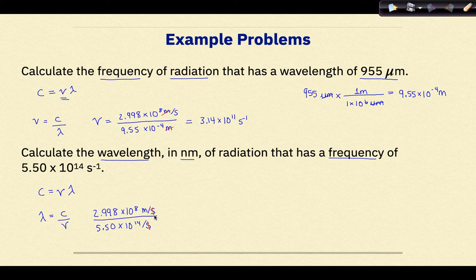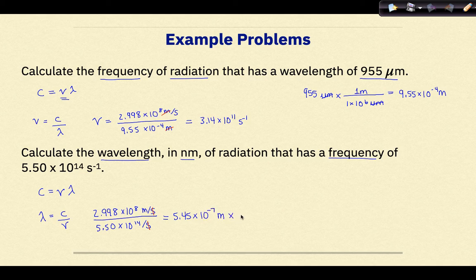The problem is that wavelength is not measured in meters. Instead, it is measured in nanometers. So I have to take this value that I get and convert it over into nanometers. If I work out this part, it's 5.45 times 10 to the negative 7 meters.